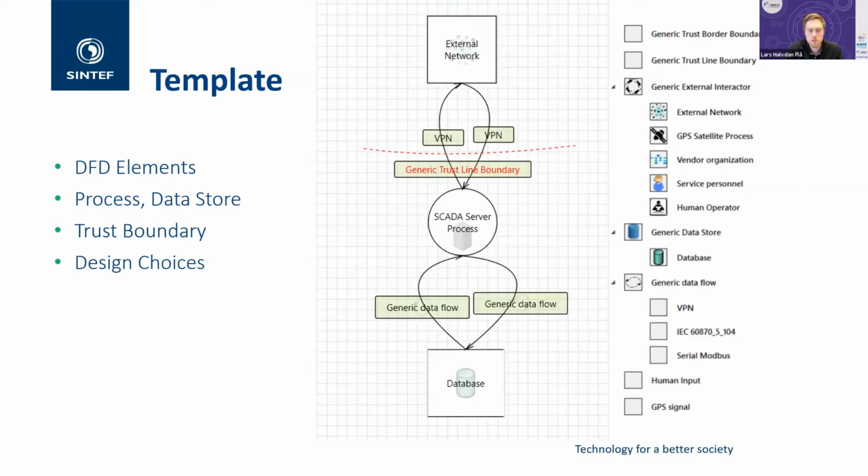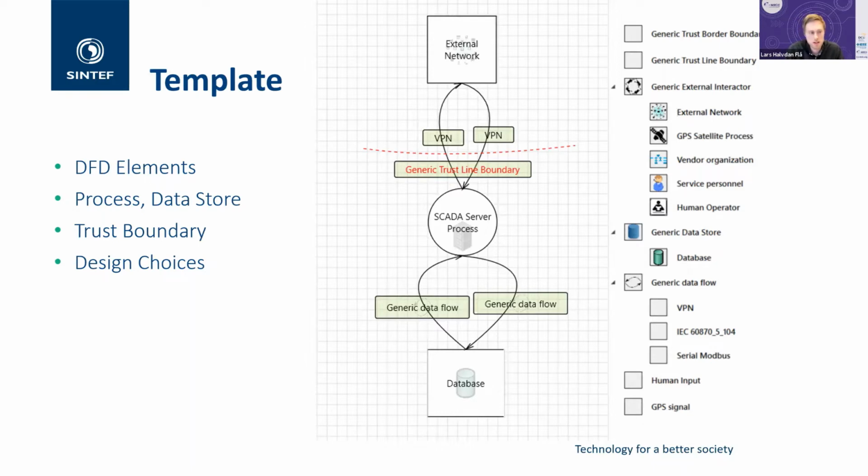Since the threat modeling tool relies on Stride, the model is created using data flow diagram elements. A selection of the data flow diagram elements that we have included can be seen to the right here. In the middle, we have an example of a threat model where a SCADA server communicates with an external network and with a database.